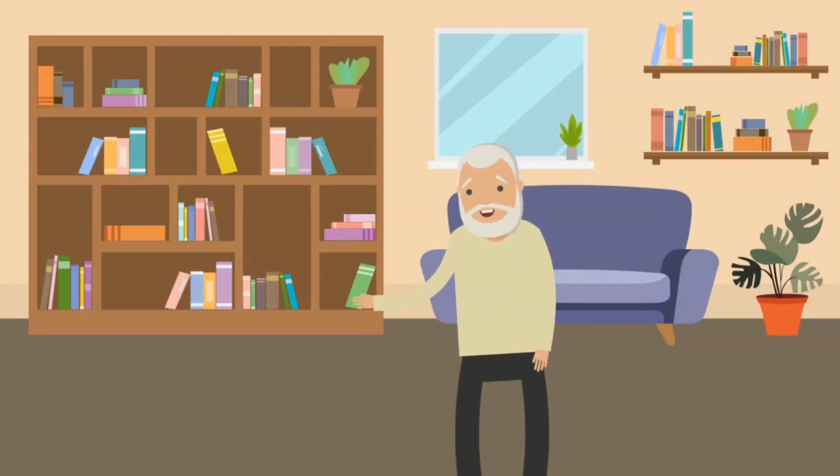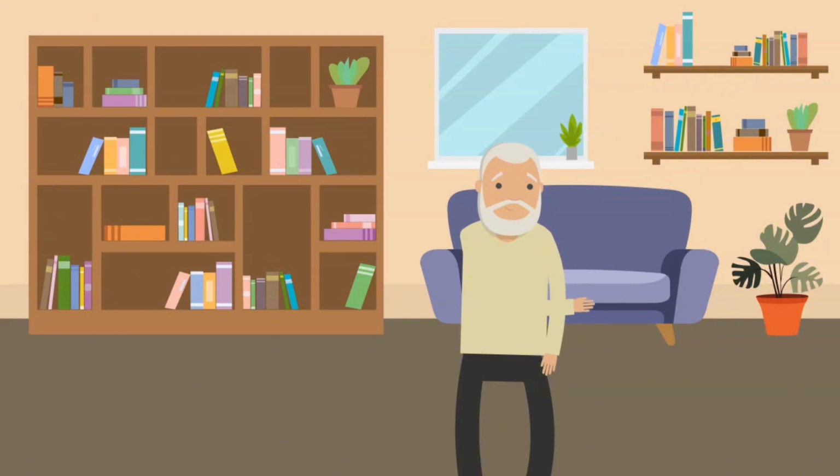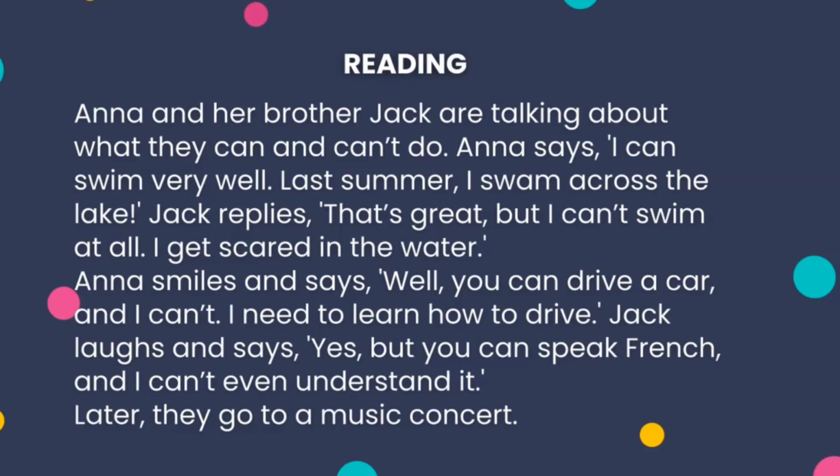Let's read the same story together. Pay attention to how can and can't are used. Reading. Anna and her brother Jack are talking about what they can and can't do.